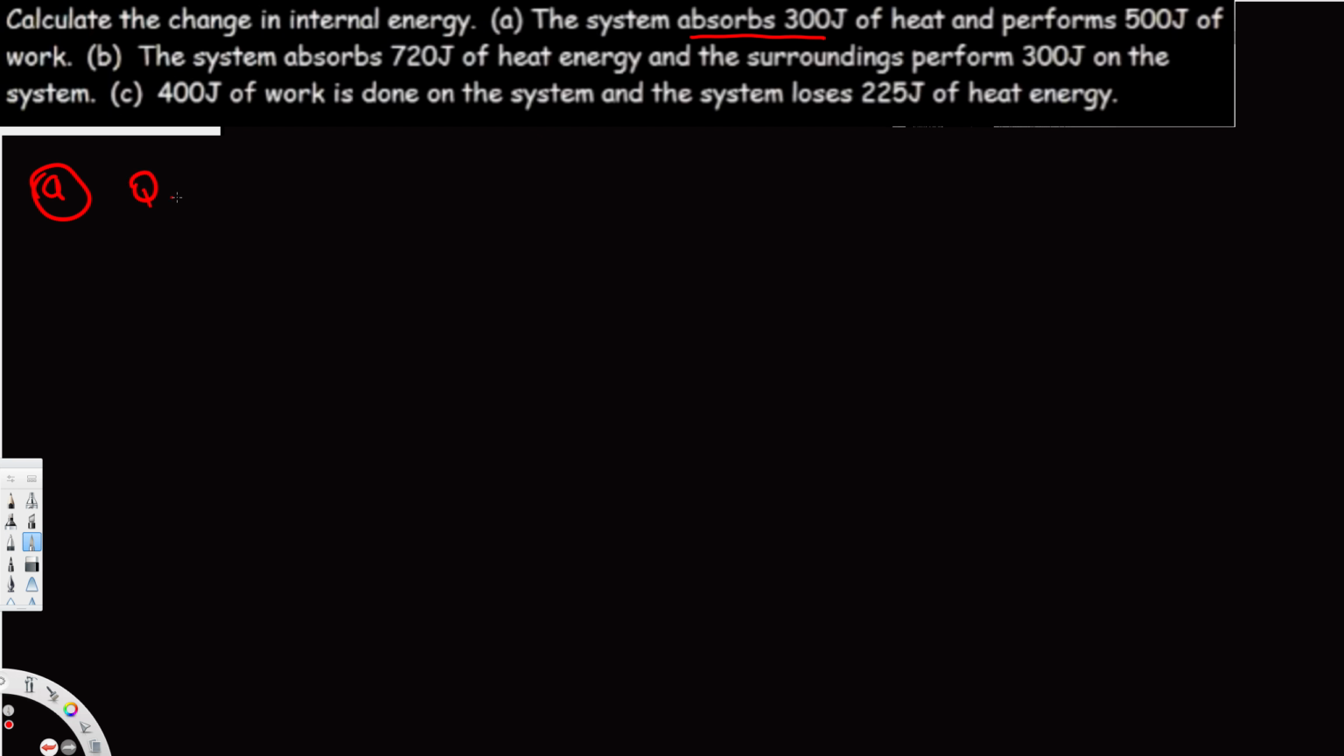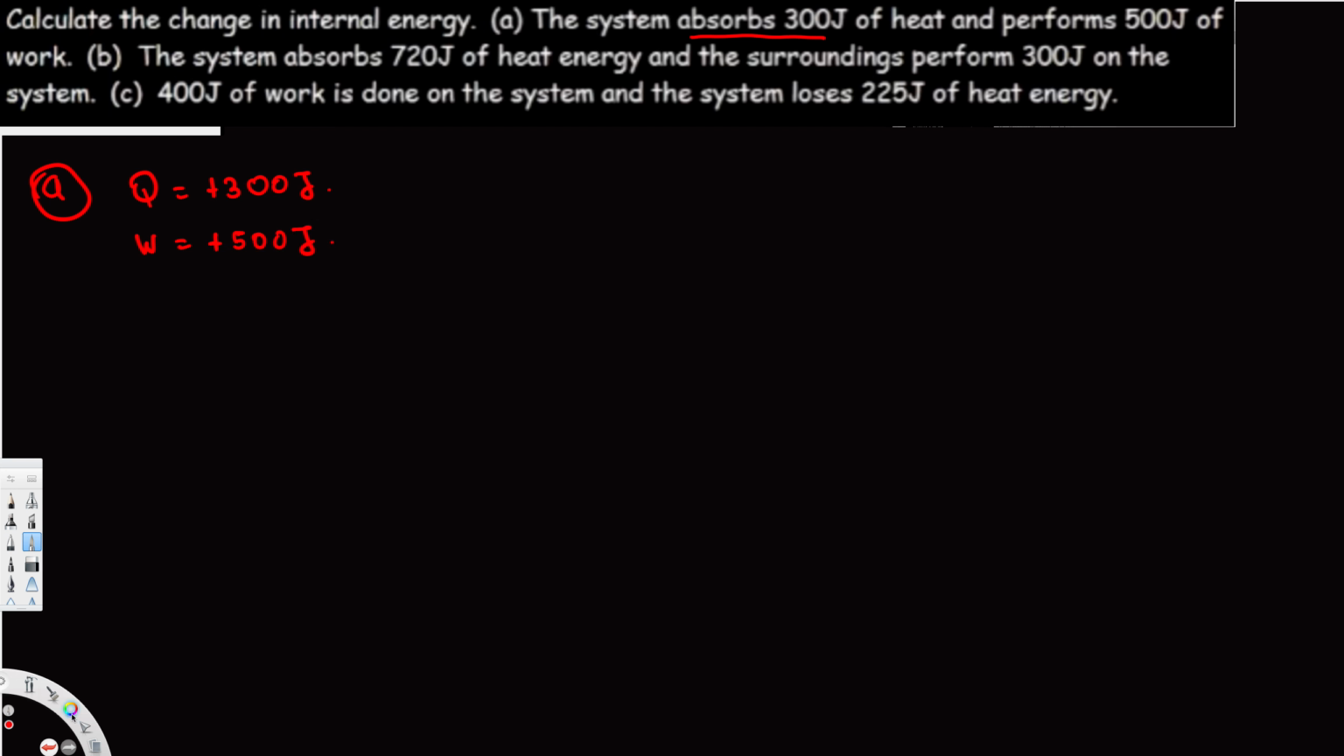So here Q is going to be equal to plus 300 joules, and the system performs 500 joules of work. If work is done by a system, it's positive. If work is done to the system, it's negative. Here it's done by the system, so it's going to be positive. So here the work is plus 500 joules.